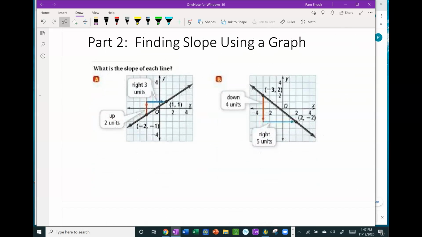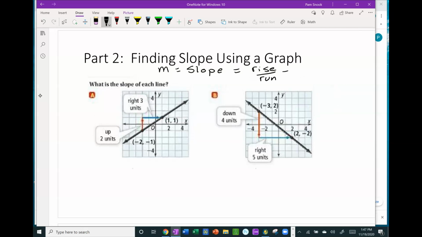Now, closely related to that idea of rate of change is the slope of a graph. Now, slope, we use the symbol M, meaning slope. And slope is defined as rise over run. So rise is how far up or down you go from one point to the next. And then run is how far left and right. So an up or a down is your rise, and a left or a right is your run.